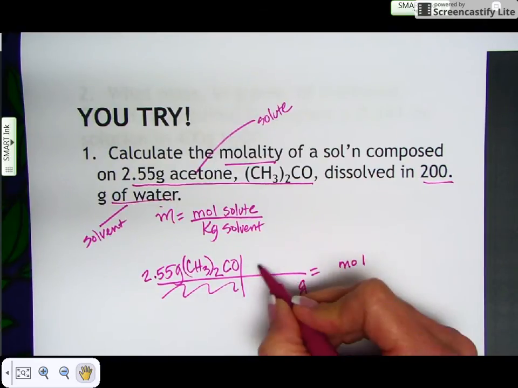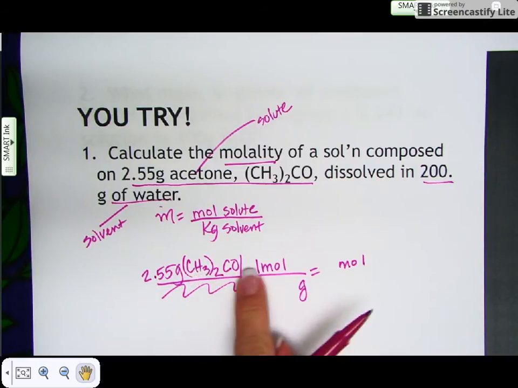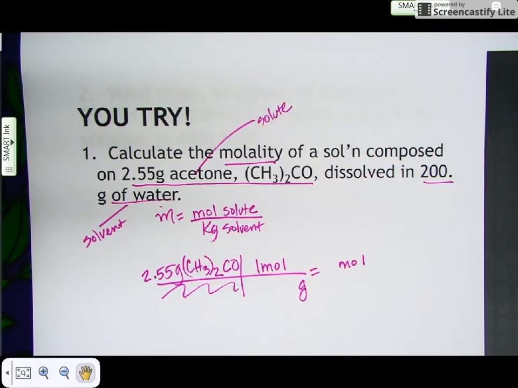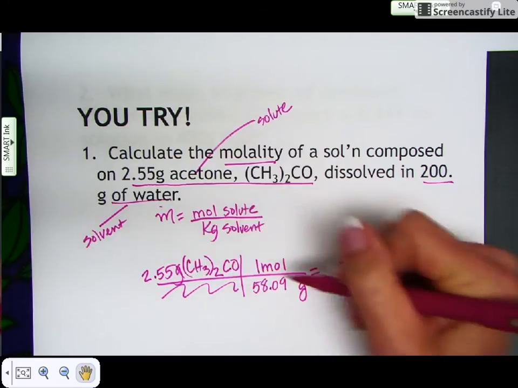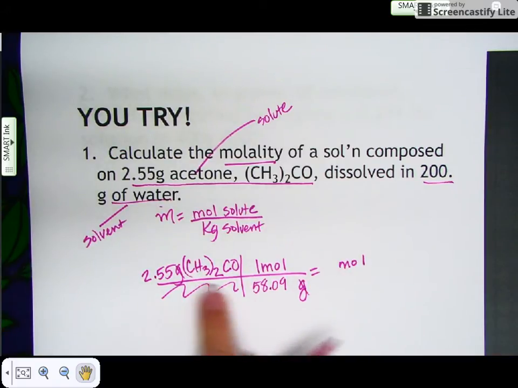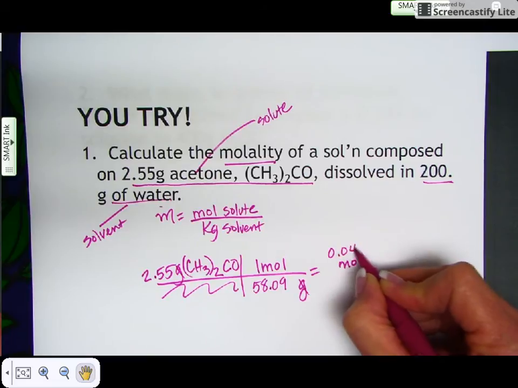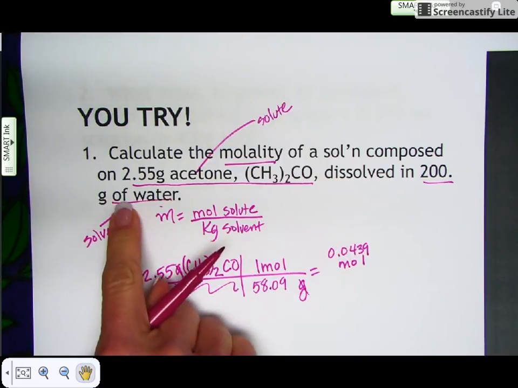So we need its molar mass. And remember, when you're finding the molar mass of this, the 2 distributes in. So there's 2 carbons here, 6 hydrogens here, 1 carbon here, and 1 oxygen here. The molar mass of acetone, when you calculate that, is 58.09. Make sure that you get that for your molar mass. Again, don't just take my word for it. Make sure that you can get that. So we're dividing here to get our moles: 0.0439. That's your moles.